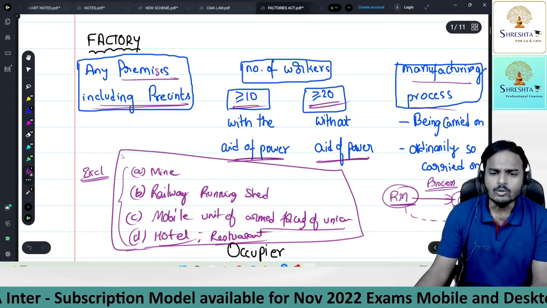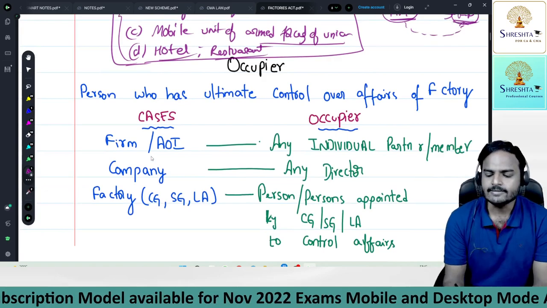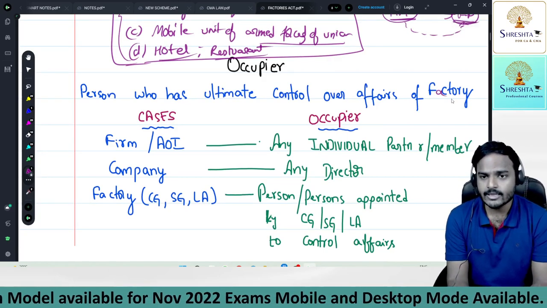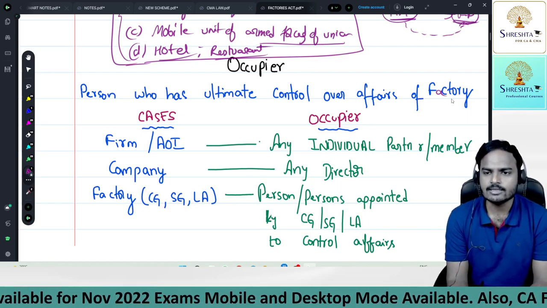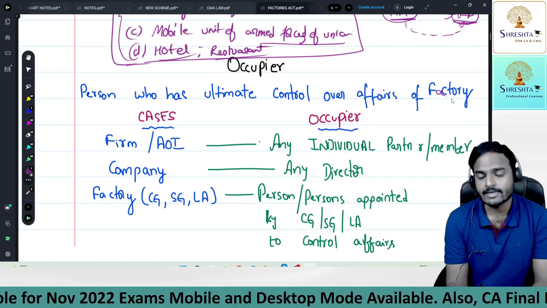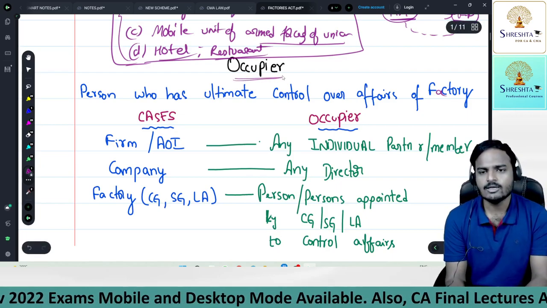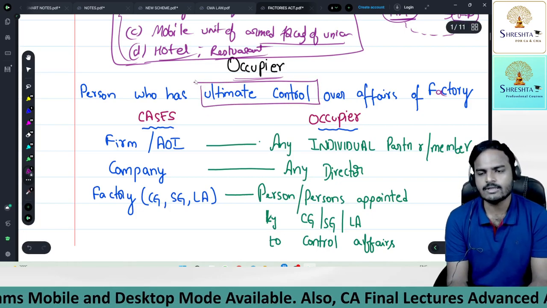Next one, sir, whose responsibility, sir, to ensure safety measures, to provide health measures and welfare measures to the workers engaged in the factory? Whose responsibility, sir? Occupier's responsibility. Then who is an occupier, sir? One who has ultimate control over affairs of the factory.